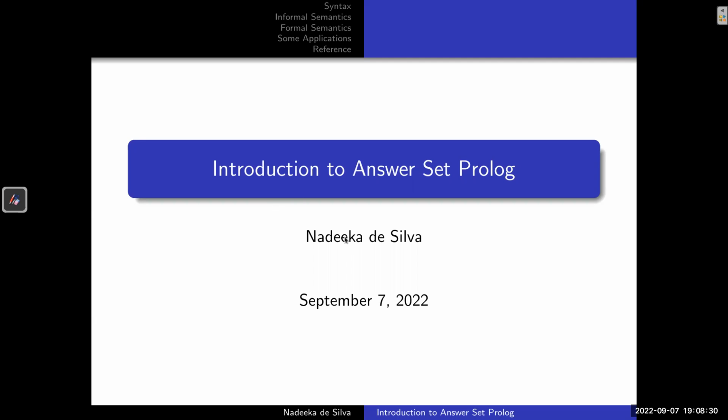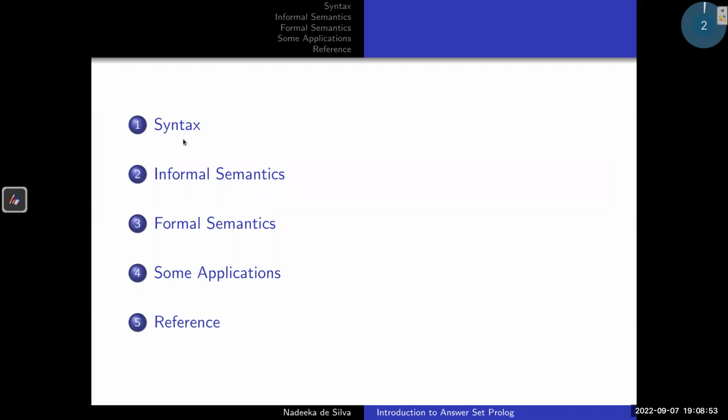So today I will go over the basic concepts of how to compute answer sets for an ASP program. I will show how to manually calculate answers for an ASP program, but for this you have solvers like Clingo and DLV. First I will go through the basic syntax of the language. Then I will go through informal semantics, formal semantics, and briefly mention some applications.